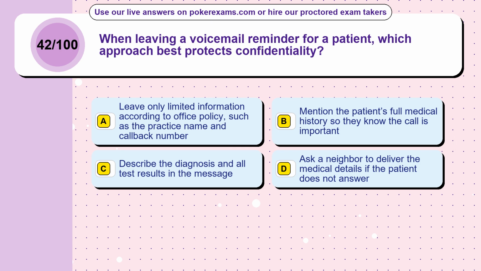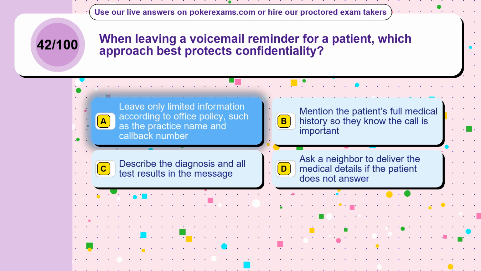Question 42. When leaving a voicemail reminder for a patient, which approach best protects confidentiality? Option A. Leave only limited information according to office policy, such as the practice name and callback number. Option B. Mention the patient's full medical history so they know the call is important. Option C. Describe the diagnosis and all test results in the message. Option D. Ask a neighbor to deliver the medical details if the patient does not answer.